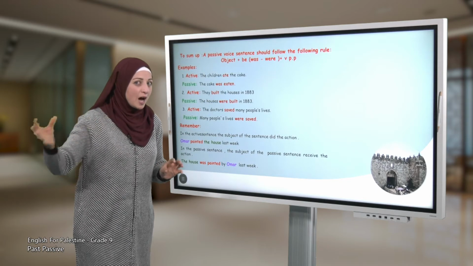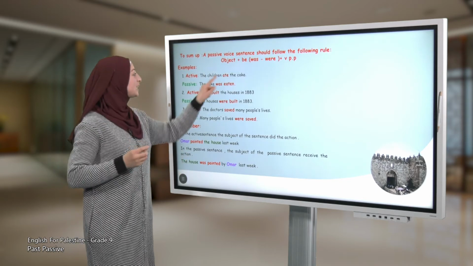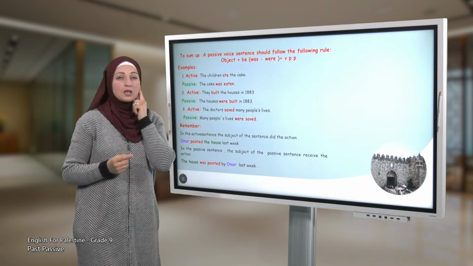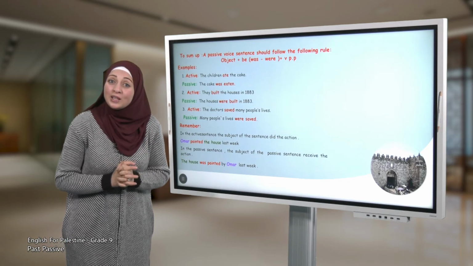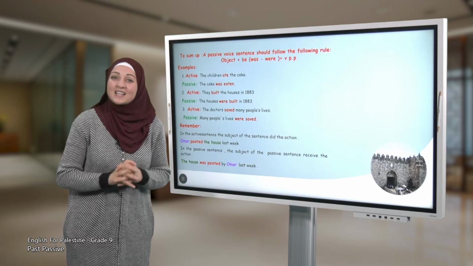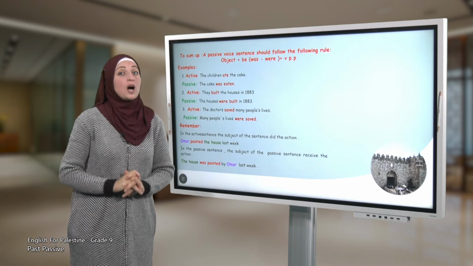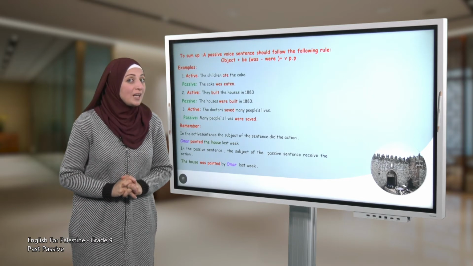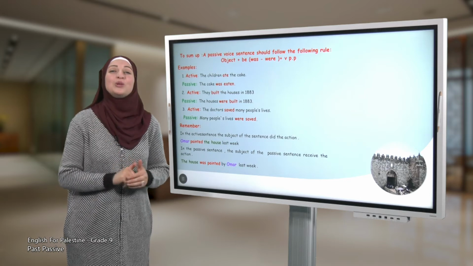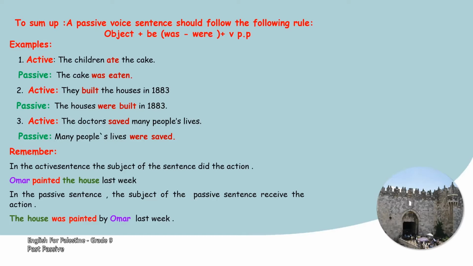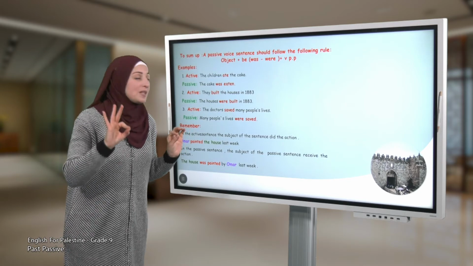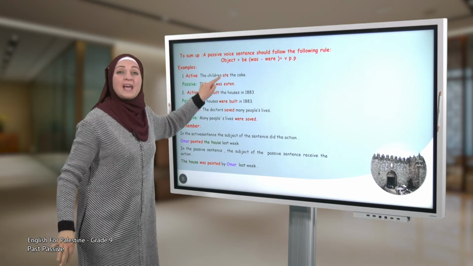So then I will move the object. So the cake. And then I will ask myself, the cake, is it singular or plural? Yes, it is singular. So I will use was or were. Yes, I will use was. So to change this into passive, it will be the cake was eaten. Eaten is verb 3 of the given verb ate.